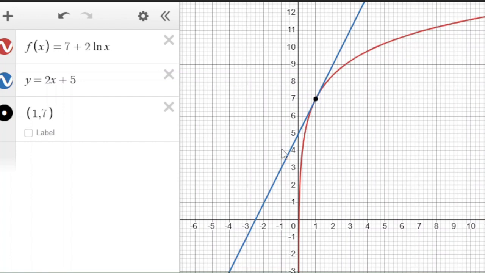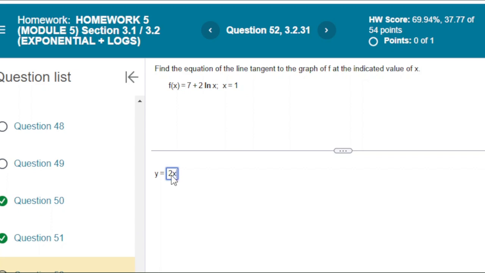So notice to find the equation of that tangent line, to find the equation of a line, you need to know two things about the line. You need to know a point on the line, and we know a point on the line, it's (1, 7), and we need to know the slope of the line. And we found the slope of the line by finding f prime of 1. We took the derivative and plugged in 1. Okay, so let's type in 2x plus 5. And that's our answer.